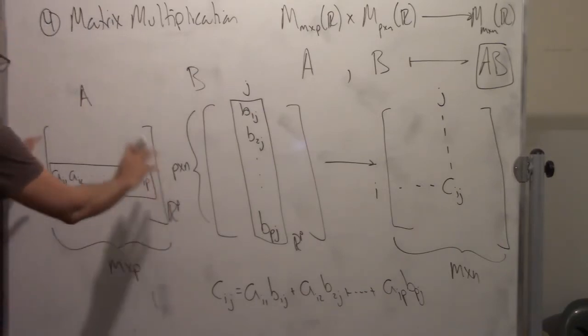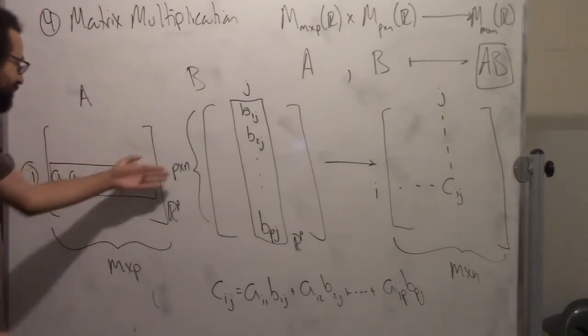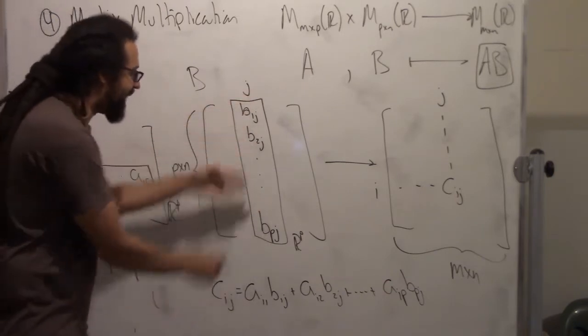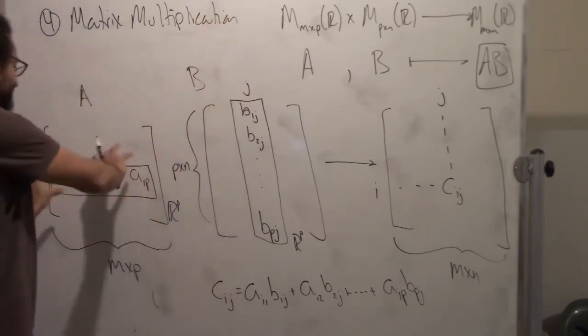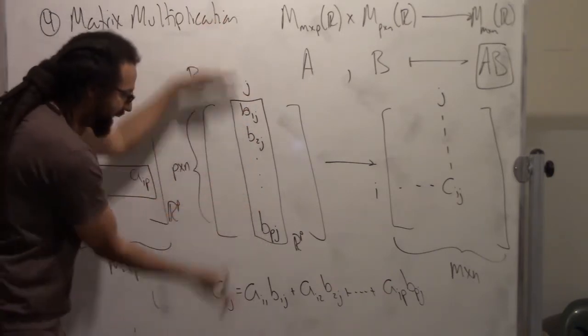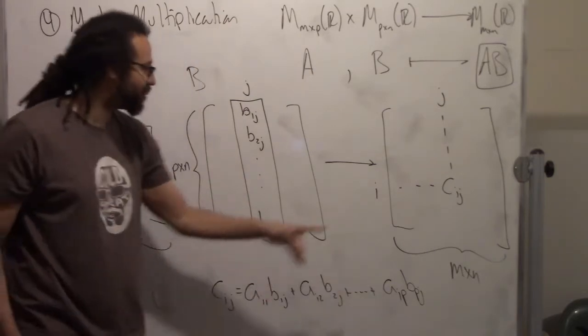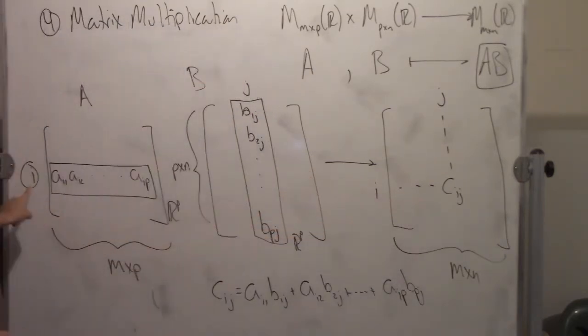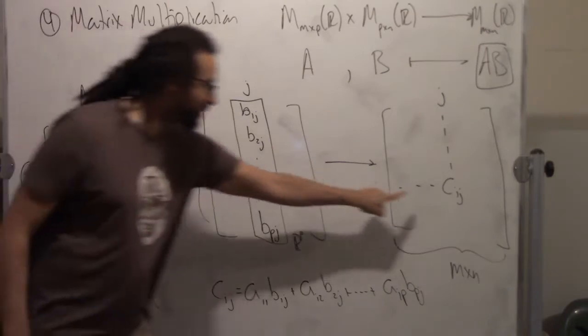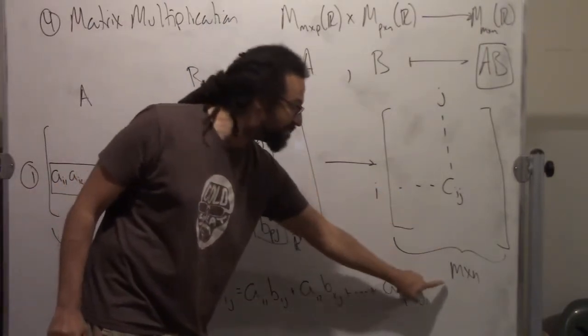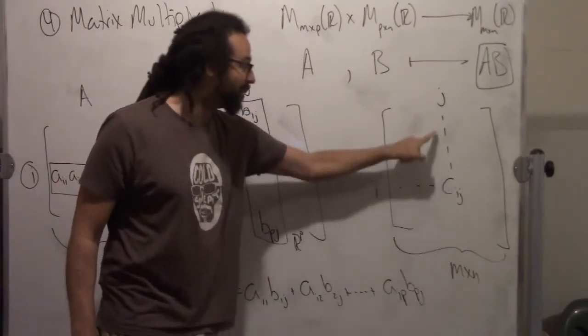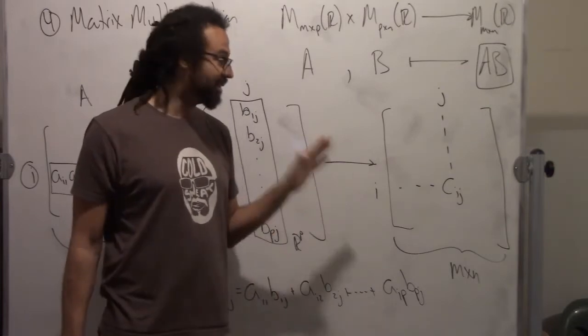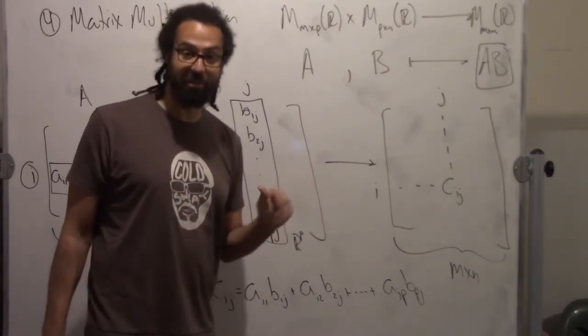So you take the ith row, which has p entries, and the jth column, which has p entries. Twist, match them up, add all the stuff together, and place that in the ij entry of the new m by n matrix, the product A times B. Let's look at a bunch of examples.